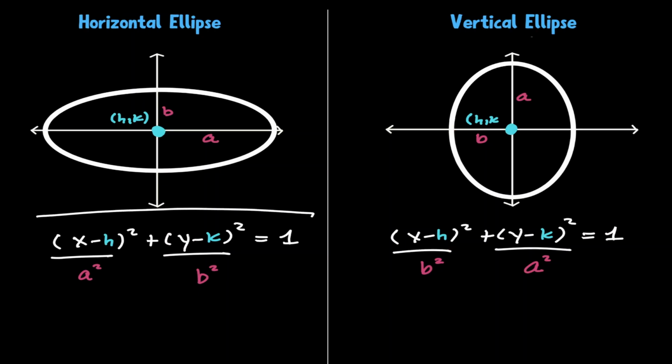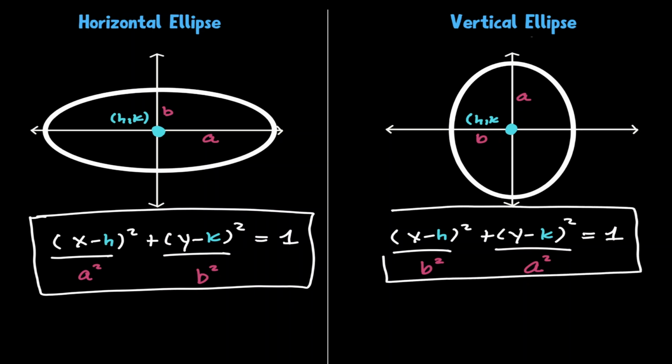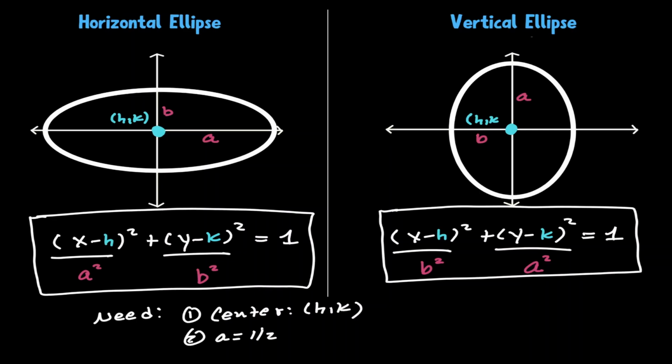And there we have it. This is the equation that we can use to represent a horizontal ellipse. And this is an equation which we can use to represent a vertical ellipse. So regardless of what type of ellipse we are defining, we really just need 3 pieces of information. The center, using the placeholder of h comma k. The value of a, which again is half of the major axis. And the value of b, which is half of the minor axis.